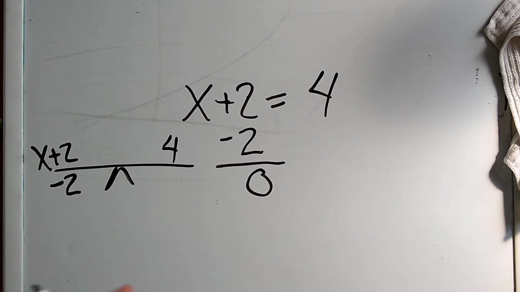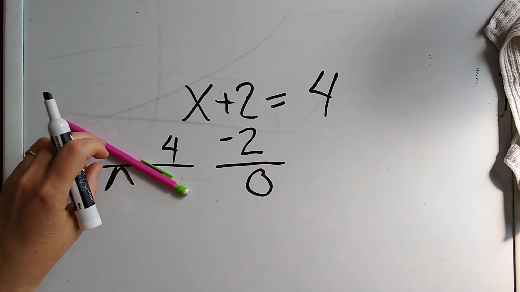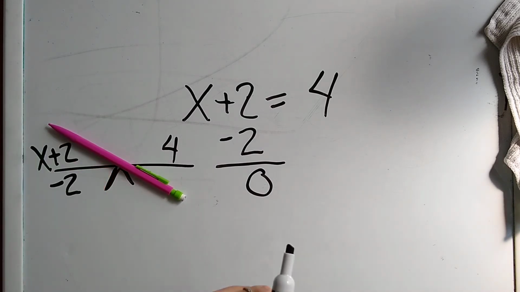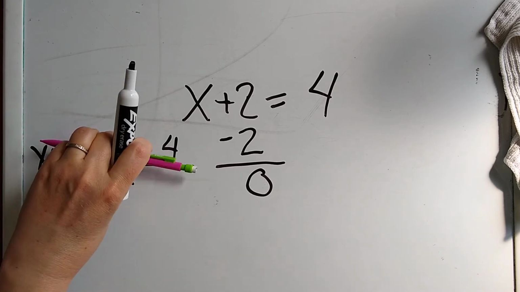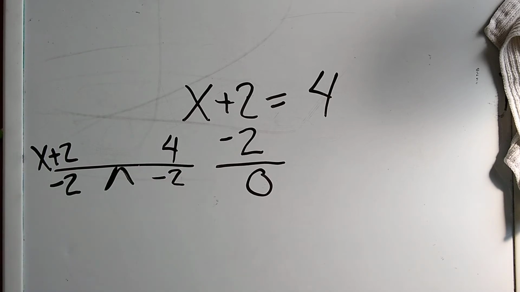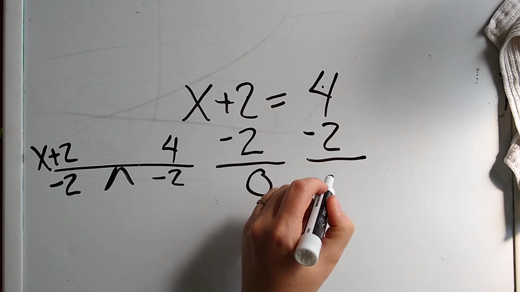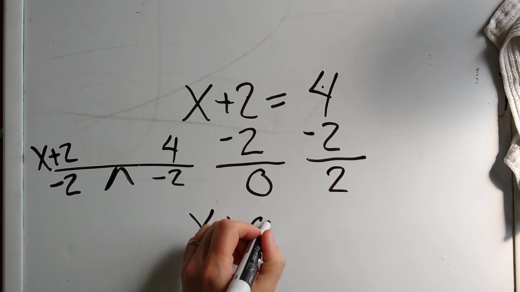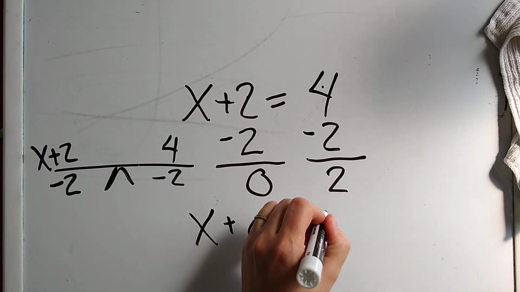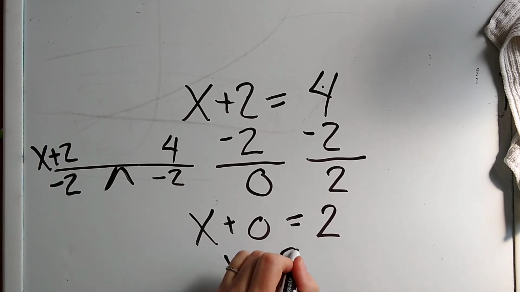But I'm out of balance. Now my balance is something like this. It's not a balance beam, it's just a balance. And so what do I need to do to put this back into balance? I need to subtract 2 from this side. So here I go, subtract 2 from this side. 4 minus 2 gives me 2. So now I have x plus 0 is equal to 2. I don't need to keep that 0 around because it doesn't do anything. So now I have x is equal to 2.